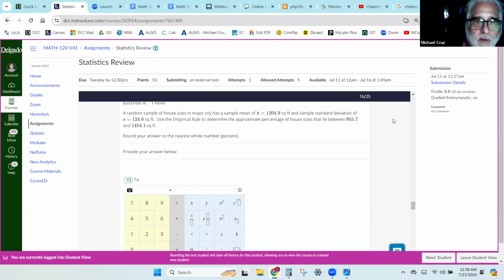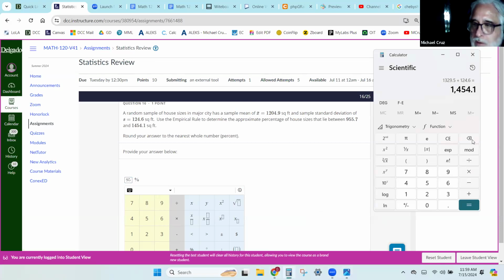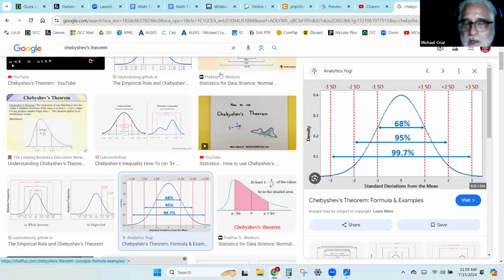You can also see it on the other side, because if you subtract, and I'll just kind of show you real quick. The standard deviation was 124.6. I'm going to multiply it times 2. And I'm going to stick it right there, and then I'm going to subtract it from, and see, that gets me to the 55.7. So again, 2 standard deviations, and 2 standard deviations is 95%.